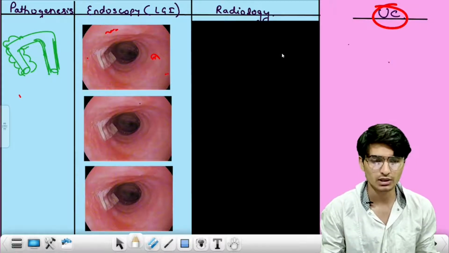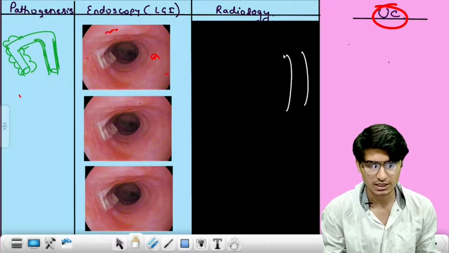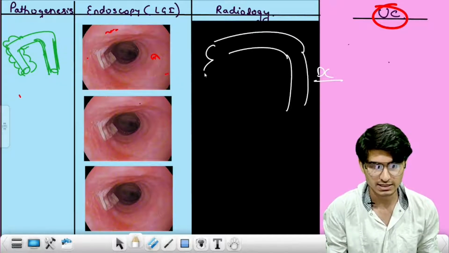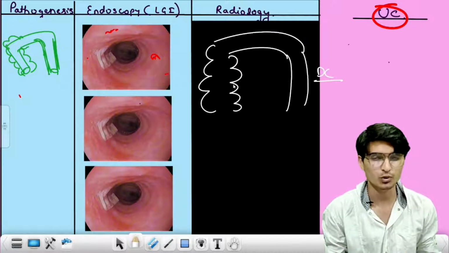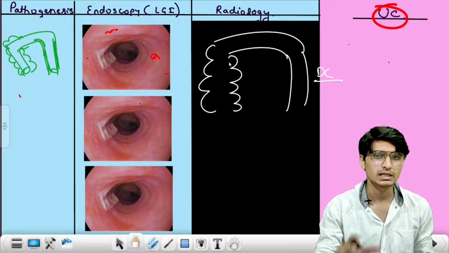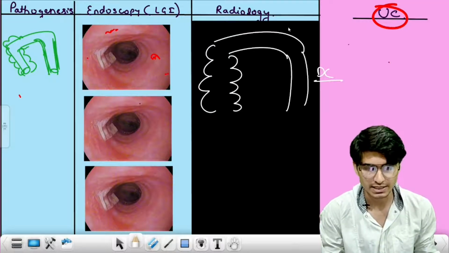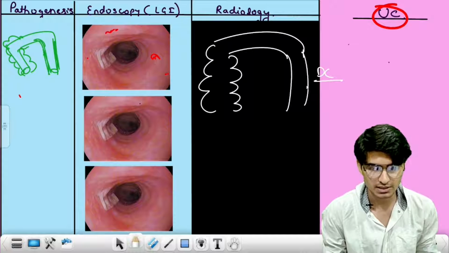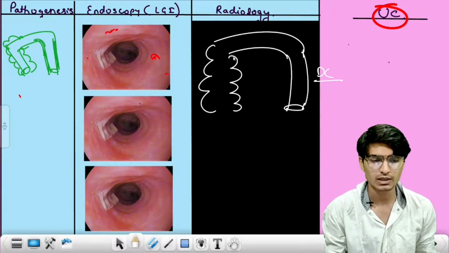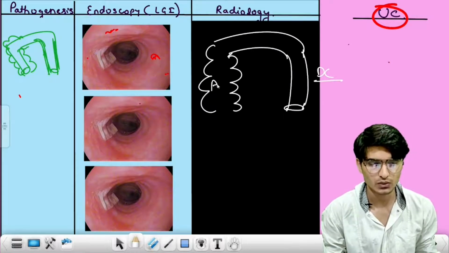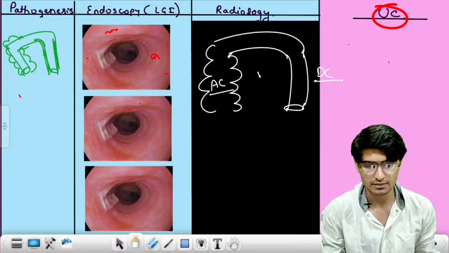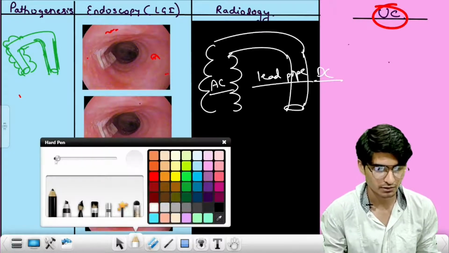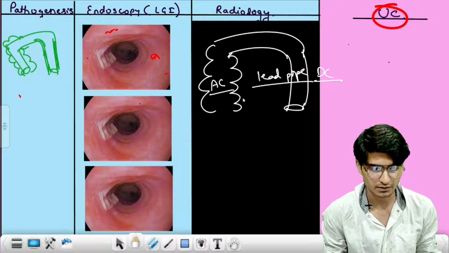So now we will go for the same appearance on the radiology. This is the descending colon here, right? That is the transverse colon, and this is the ascending colon. Okay, the disease progresses primarily over the descending colon, that's why the descending and transverse colons are involved first here. Okay, so the lead pipe appearance is present at the descending colon, and that is still not present at the ascending colon here, right?